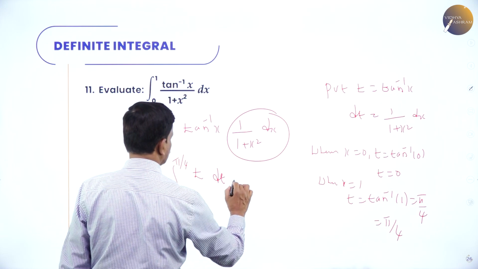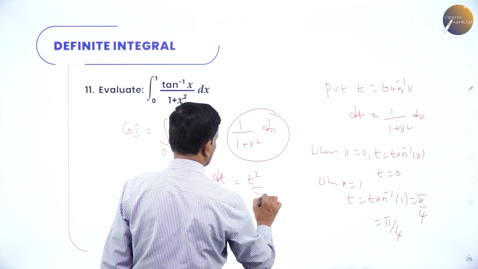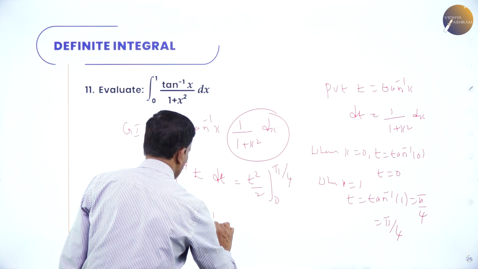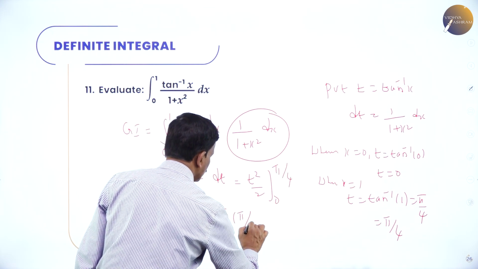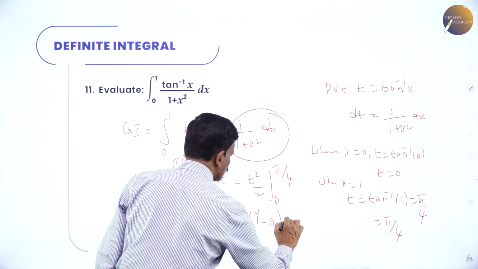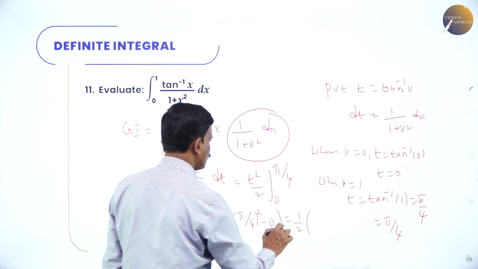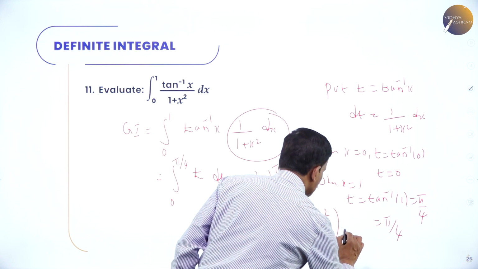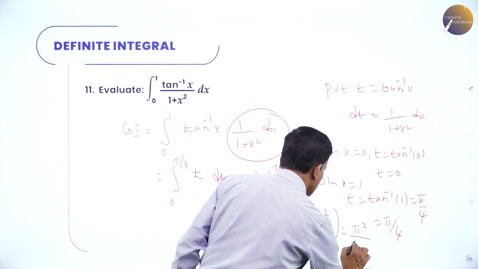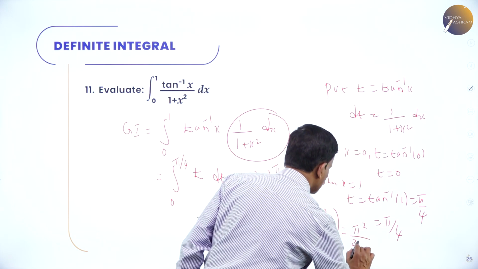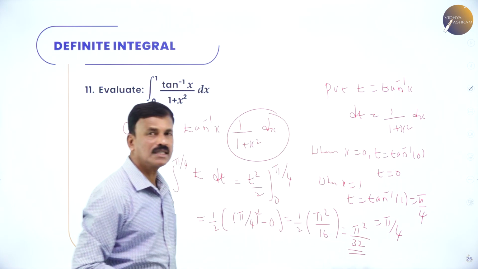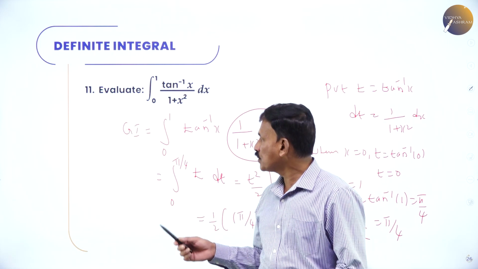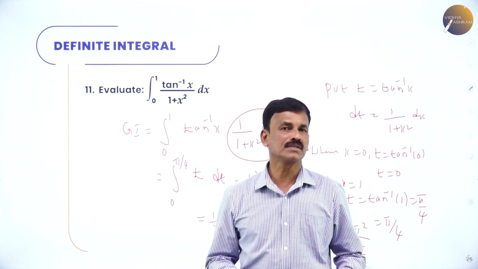Now integration of t. The integral of t is t square by 2 between limits 0 to pi by 4. Apply the upper limit. So 1 by 2 out, pi by 4 whole square minus 0. This is 1 by 2 into pi square divided by 16. So that's equal to pi square divided by 16 into 2. 16 twos are 32. Pi square divided by 32 is the simplified answer. That's it. This is how we solve problems based on definite integrals.